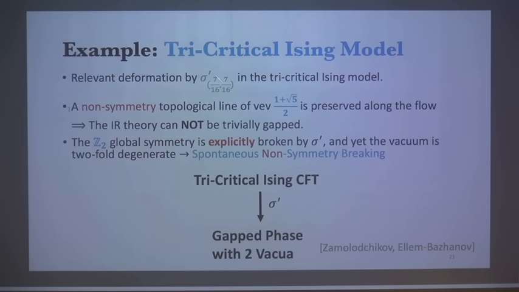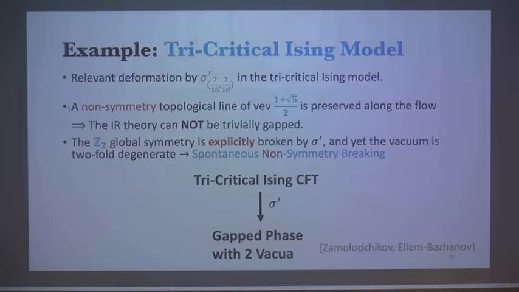If we turn on instead the subleading magnetic deformation for the tricritical Ising model, then one can see that a non-invertible topological line whose VEV is the golden ratio is being preserved along the flow. And therefore, by our theorem, the IR theory cannot be trivially gapped. This flow has also been studied by people before, and it was shown that the IR is a gapped phase with two vacua. It's interesting to notice that in this case, the Z2 global symmetry in the tricritical Ising model is explicitly broken by the magnetic deformation.